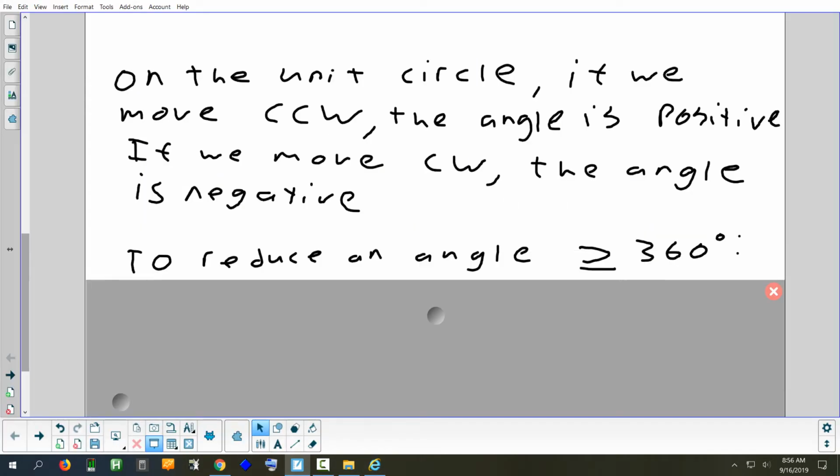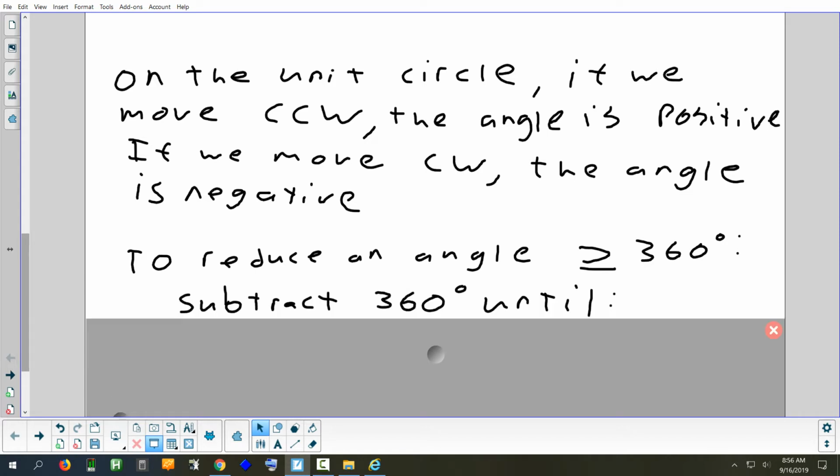So, if we have an angle that's greater than 360, or even greater than or equal to, okay, that's too big. It's hard to think about. So we're going to make it smaller. How do we make it smaller? We subtract 360. And now you don't have to actually draw that. You can just use your calculator. Just take your angle minus 360.